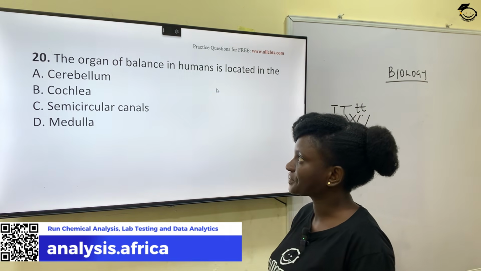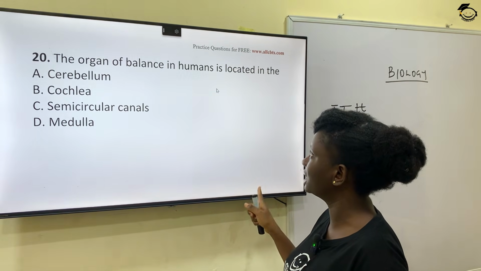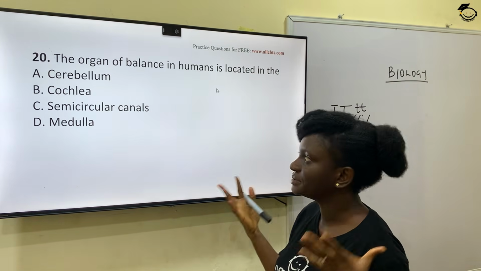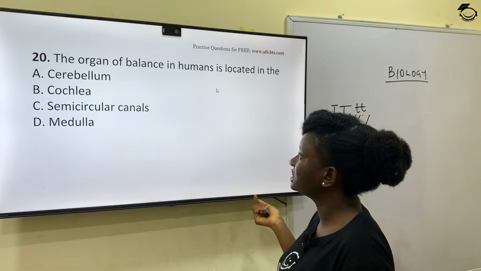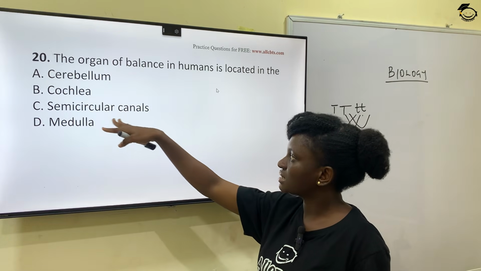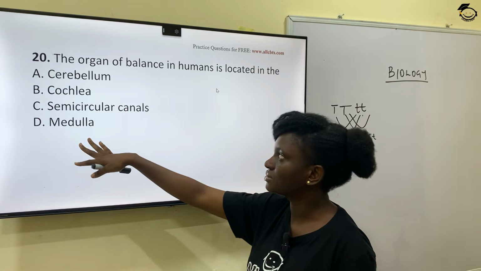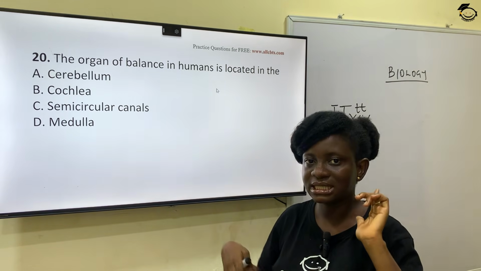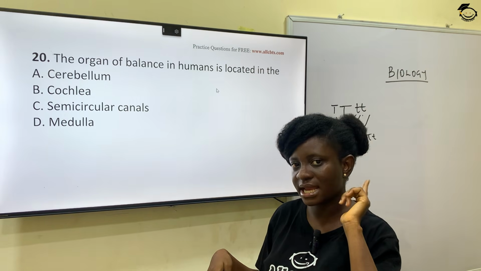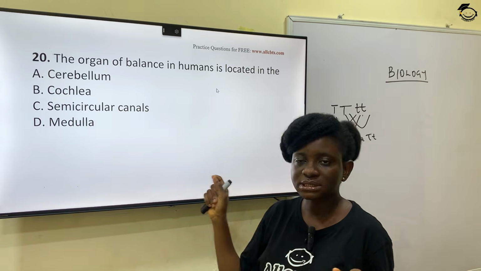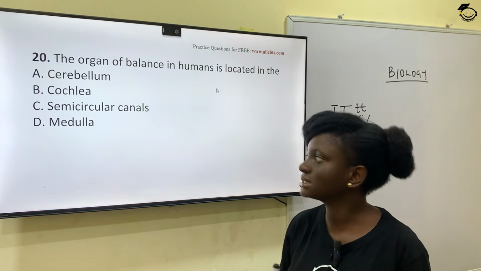Question 20. The organ of balance in humans is located in A, cerebellum, B, cochlea, C, semicircular canal, D, medulla. So this organ in humans is located in the semicircular canal, that's in the ear. So that's the organ of balance. Option C is the correct answer.